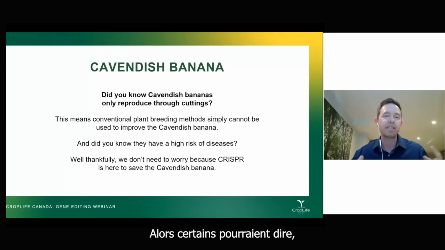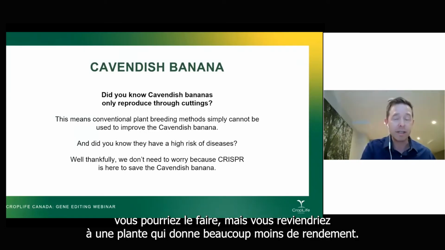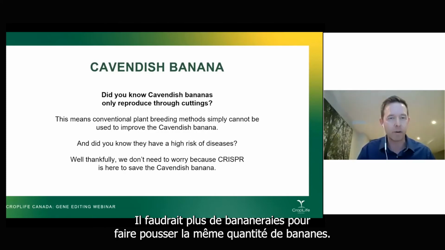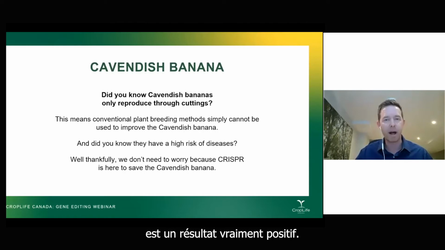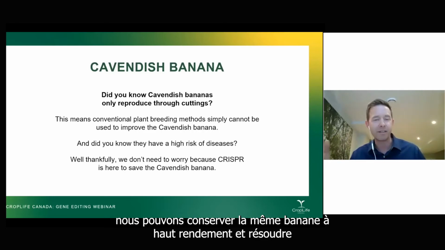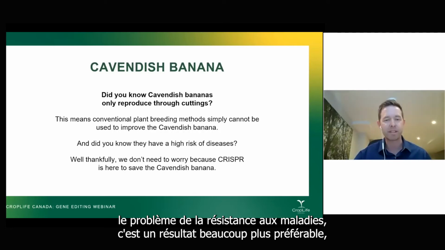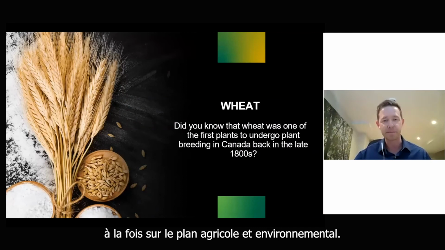So some might say, well, why not go back to the wild banana, which has more disease resistance? And you could, but you would go back to a plant that yields a lot less. You'd need more banana groves to grow the same amount of banana. And the idea of not disturbing natural ecosystems wherever possible is a real positive outcome. So rather than moving to a lower yielding banana that's got more disease resistance, if we can keep the same high yielding efficient one and fix the disease resistance issue, that's a much more preferable outcome, both agriculturally and environmentally.